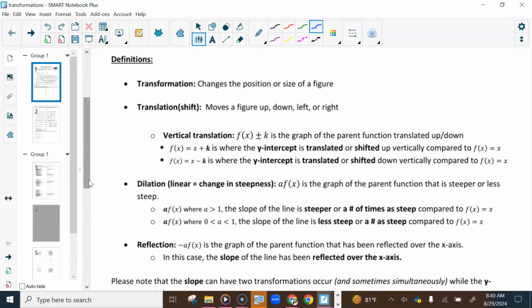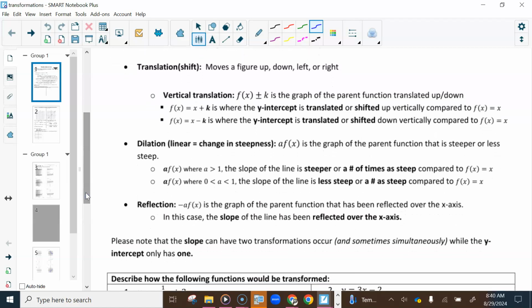You should have seen that when it was a plus C, it moved up. So we want to think about the words shifted up, translated up, and relate that to the y-intercept. All of those things are happening to the y-intercept. And when the C value or the K value is negative, it shifted down or translated down, and the y-intercept did that.